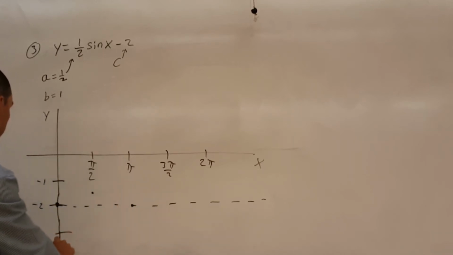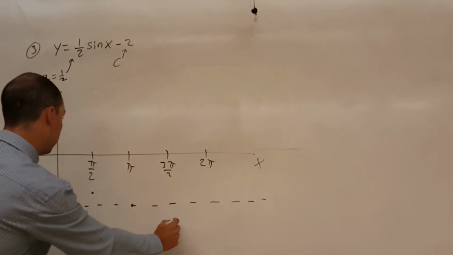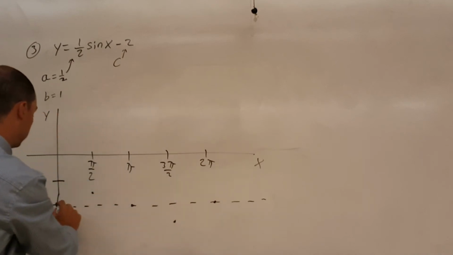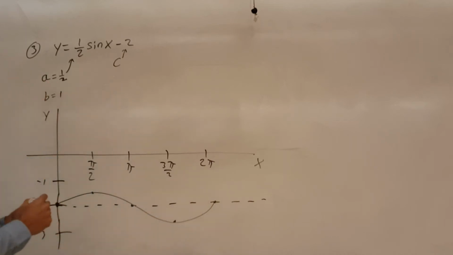Here, let's go -3 down there, so below the midline by 1/2. And back to the midline. And there's one cycle of sine.